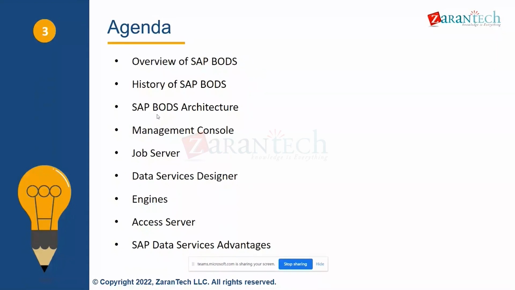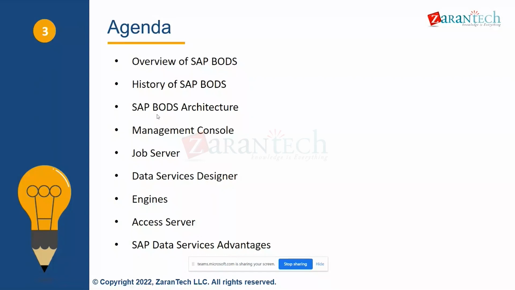So Venkat, the management console and job server, these we can access URL based, right? But for the designer, we need to install some client, right? There is no URL based option. We cannot design anything URL based, right?